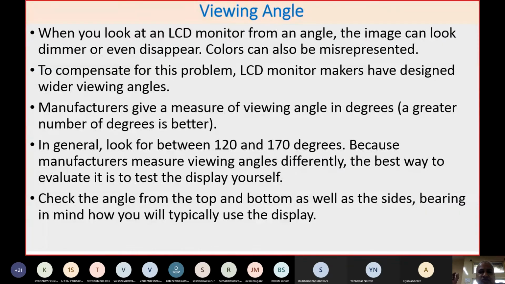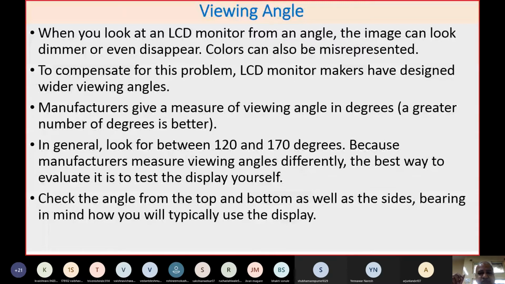The next term is viewing angle. Viewing angle means at what angle you can see a better picture. If you have an LCD TV, you might have experienced this. If you try to see the LCD monitor's picture from a corner of the screen, you will find that the screen becomes dimmer or somewhat blurry.